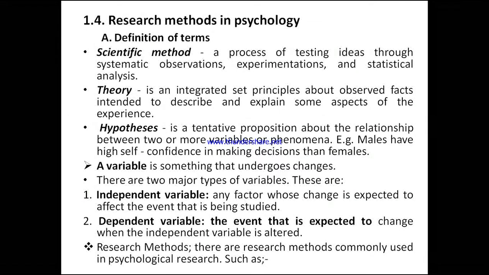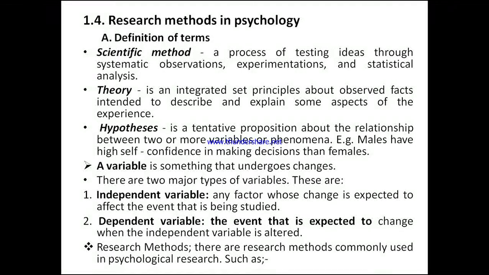The last topic in chapter 1 is research methods in psychology. Before we go into the research methods, we need to understand some terms. One of the terms is scientific method, and the others are theory, hypothesis, and variable. Always when we conduct research, we have to understand these terms. The scientific method is a process of testing ideas through systematic observation, experimentation, and statistical analysis.